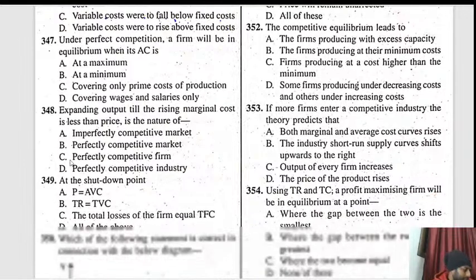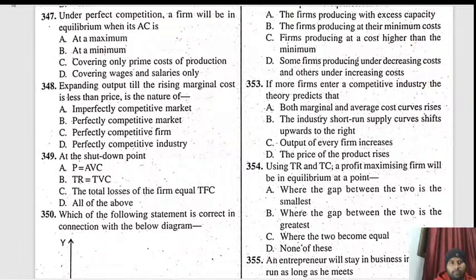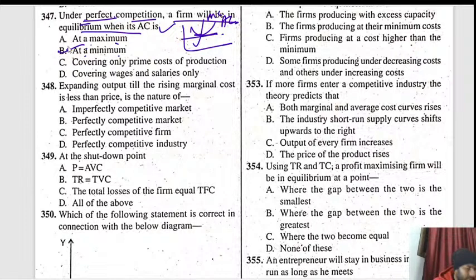The answer to 346 will be B, it is B only. Question number 347: under perfect competition a firm will be in equilibrium when its AC is at a minimum. Here this is your P, this is your AC, this is MC. So this is the minimum. The answer to 347 will be B.